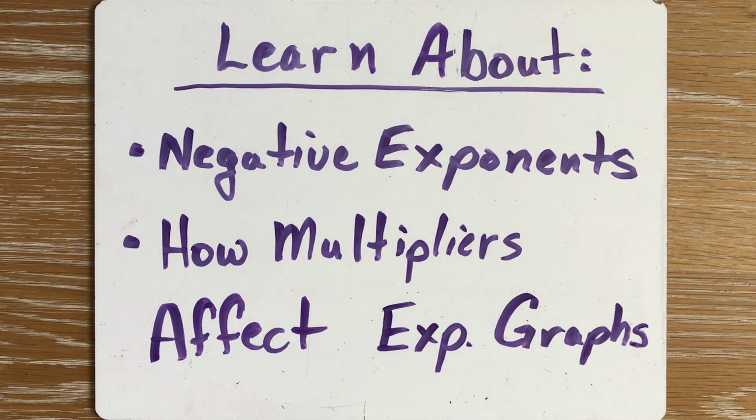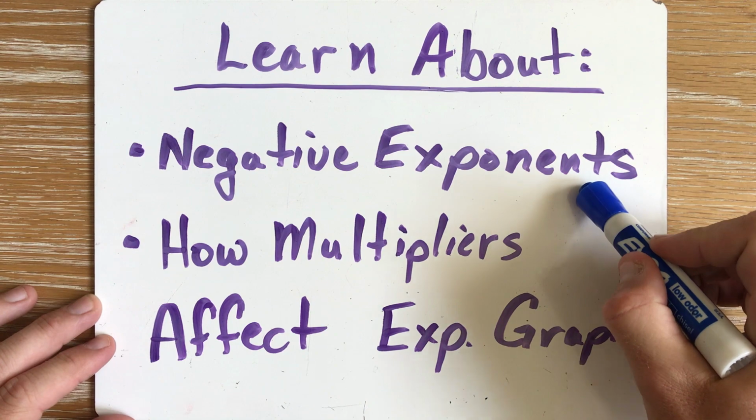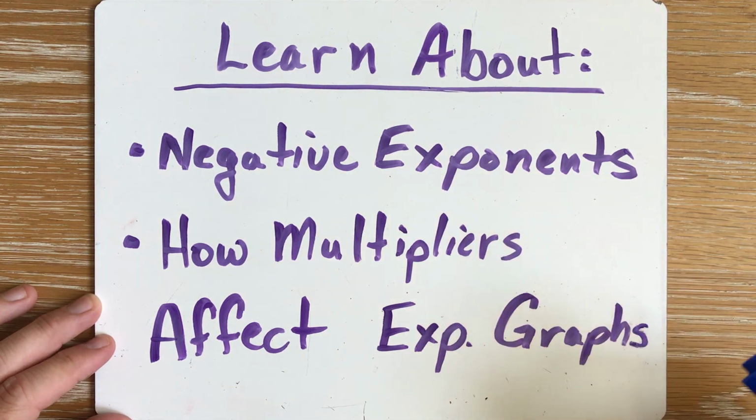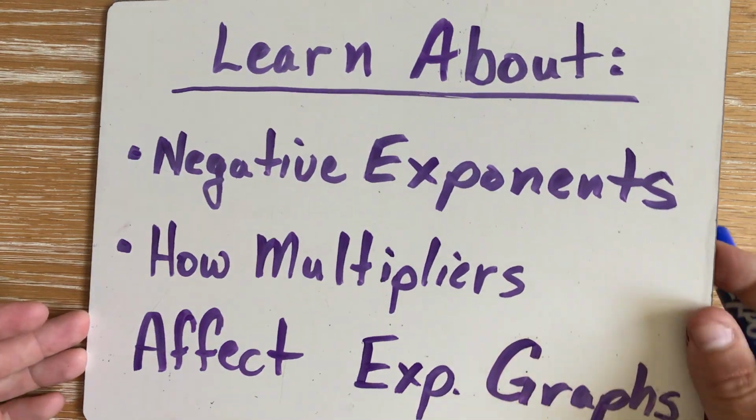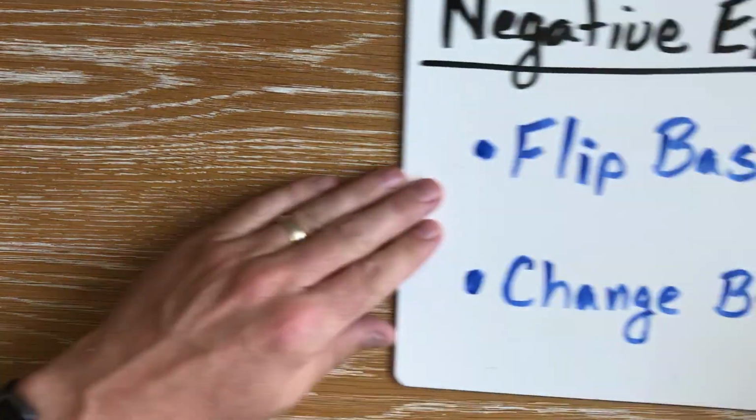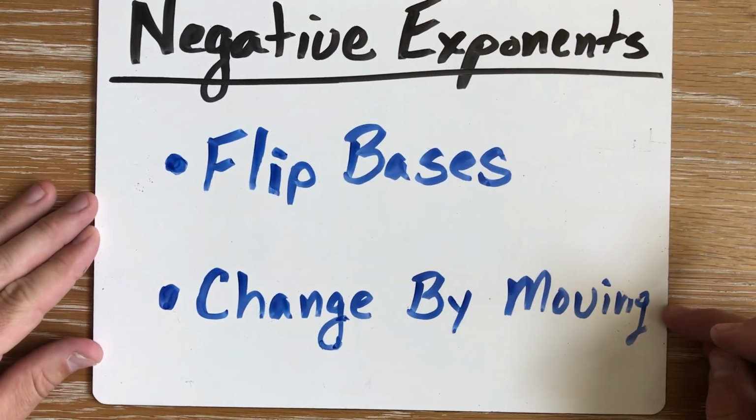All right, this video is going to teach you about negative exponents and how multipliers affect exponential graphs. The first thing we'll talk about is the negative exponents part because it makes making the graphs a little bit easier to know. All right, first of all, when we talk about negative exponents, they're a lot easier to work with when you work with positive exponents.